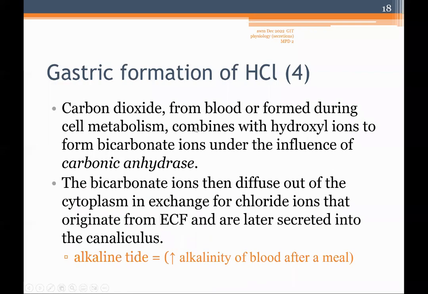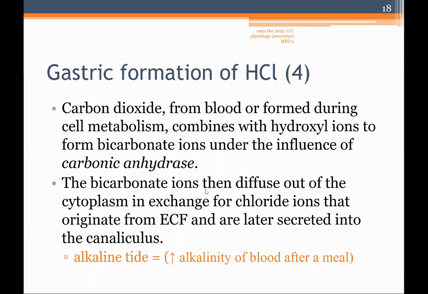Now, the carbon dioxide that is formed in the blood, or the one that is formed during cell metabolism by the parietal cells, combines with the hydroxyl ions, because remember the hydrogen ions are the ones which are going to form hydrochloric acid. The hydroxyl ions will then react with the carbon dioxide to form bicarbonate ions under the influence of carbonic anhydrase. The bicarbonate ions then diffuse out of the cytoplasm, moving out in exchange for chloride ions.